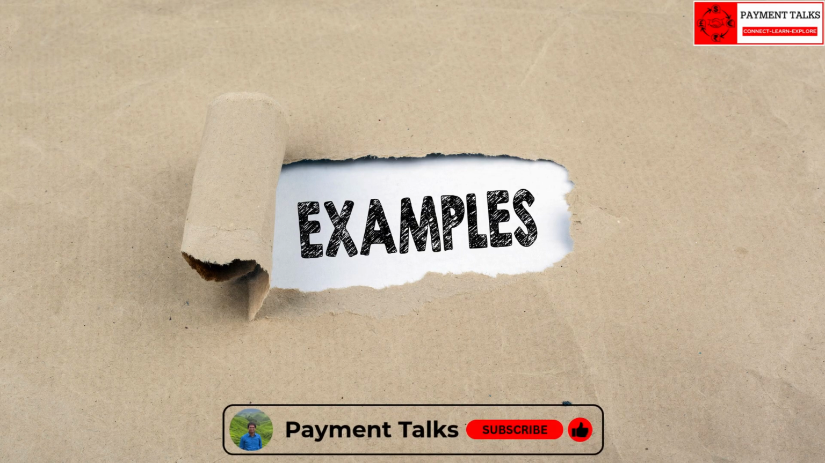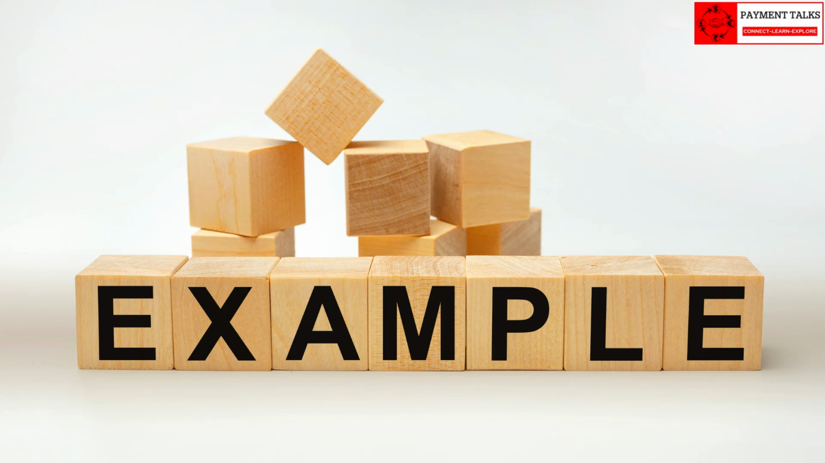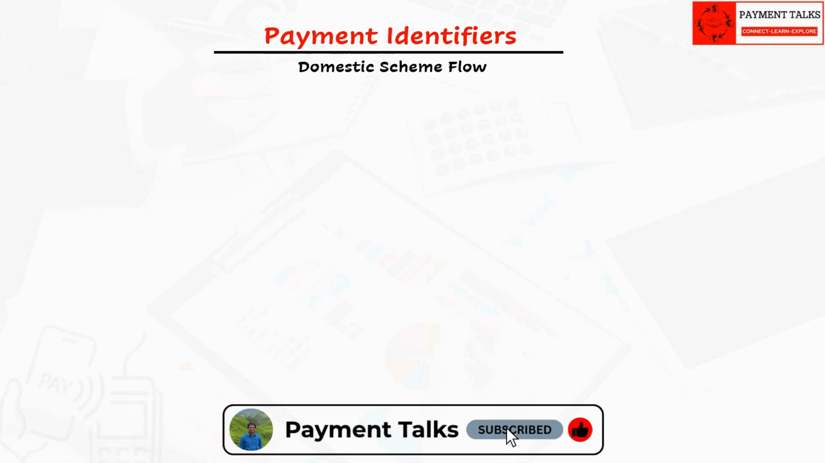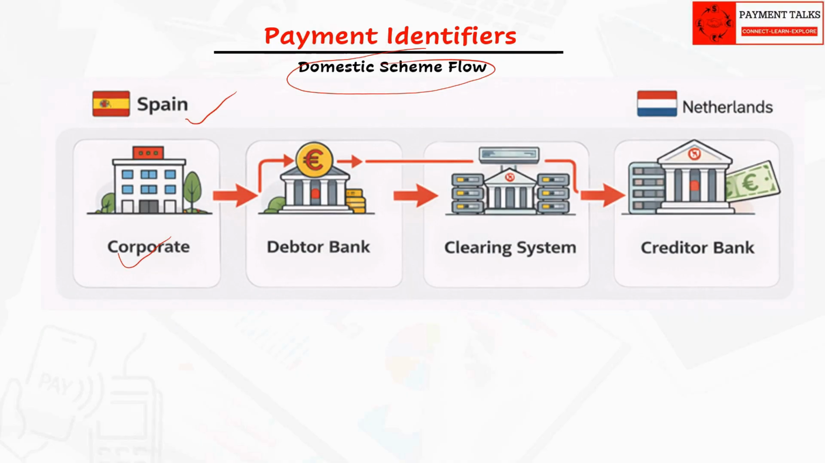The best way to understand payment identifiers is to trace them through actual payment scenarios. We will discuss three flows: domestic, cross-border and mixed, showing exactly which identifiers are present and what happens to each at every step. The first flow is the domestic payment flow. Scenario: a corporate in Spain initiates a payment to a creditor in the Netherlands. The payment moves from corporate to debtor bank via clearing system to creditor bank.